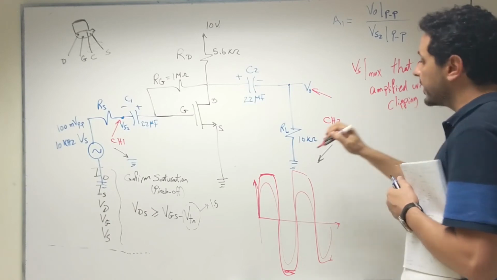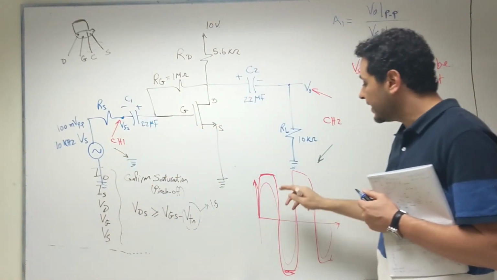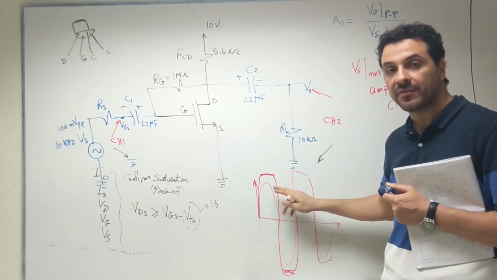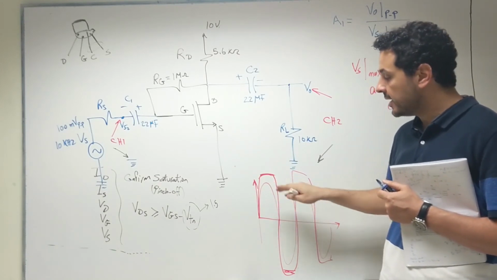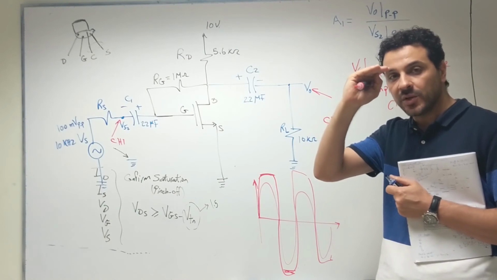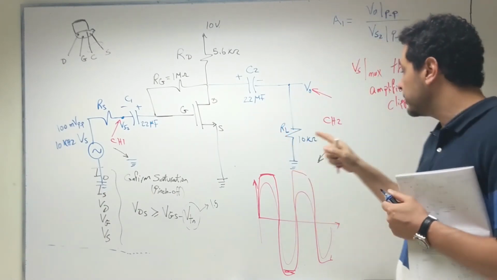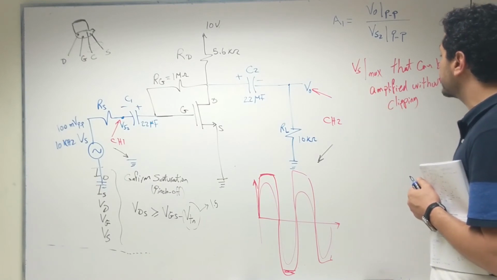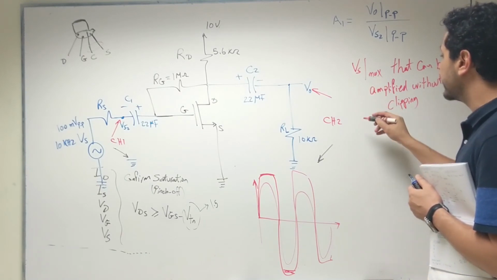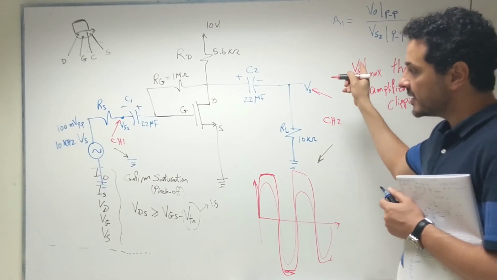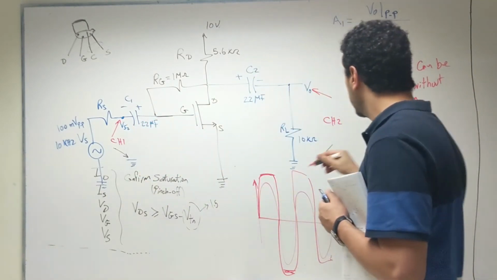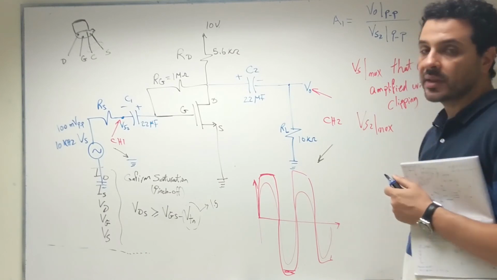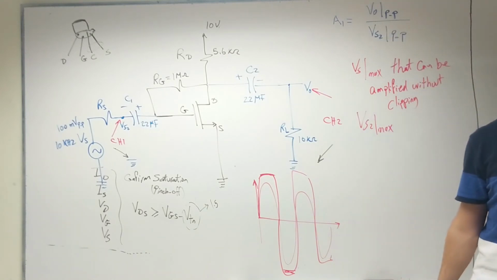So you will keep increasing Vs until you notice that the output voltage started to be clipped either from the top or from the bottom, and then you stop. At this point, once you notice the clipping, you measure the value of Vs. This will be the maximum input voltage that can be amplified without clipping. At the same time, you can also measure Vs2 maximum, and you record these values in your report.